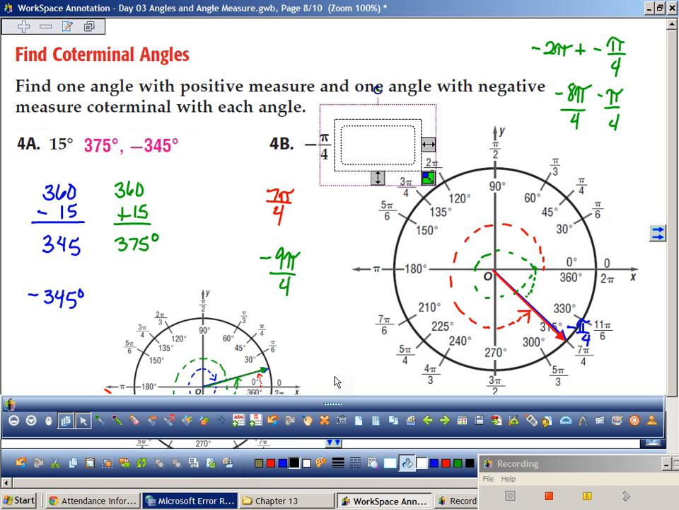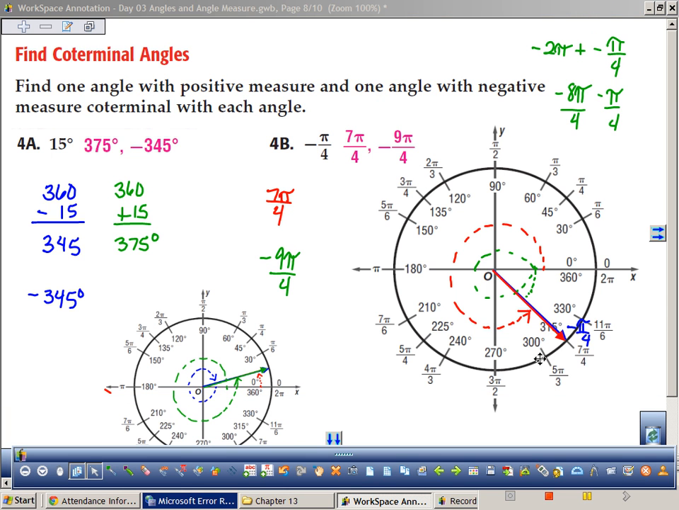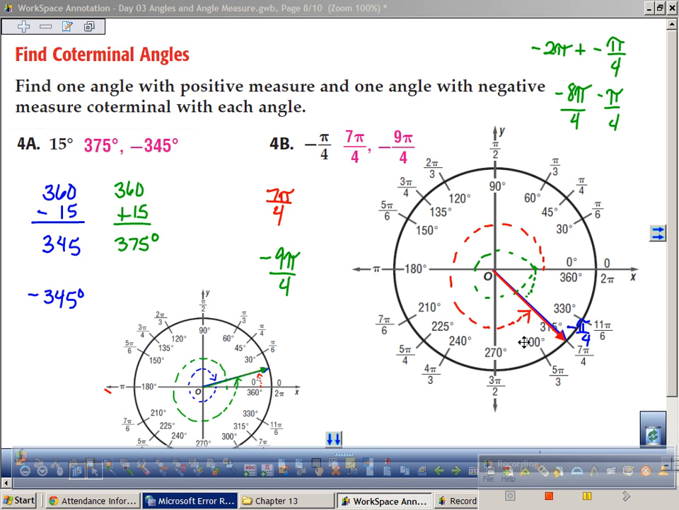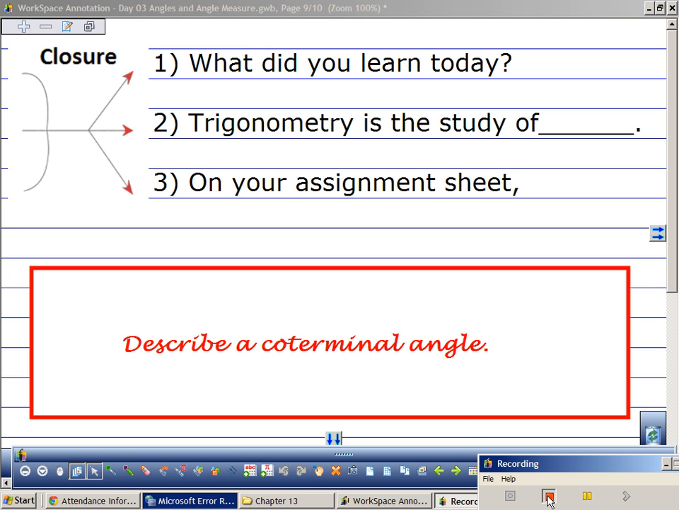So here are our answers. What other options would we have? Going around a bunch of times and landing somewhere. Okay? Does that help? All right, so describe a coterminal angle on your stamp sheet, please. Good job, guys.